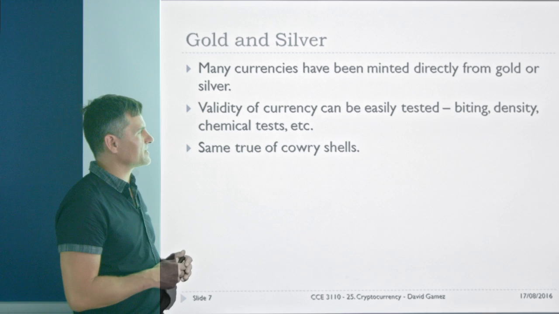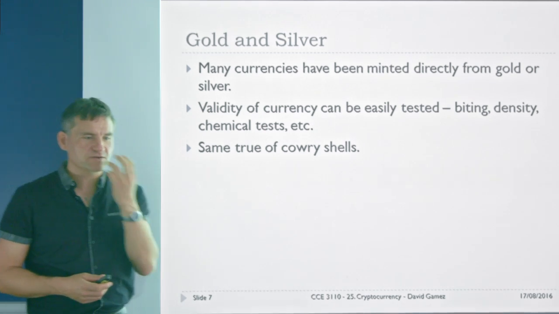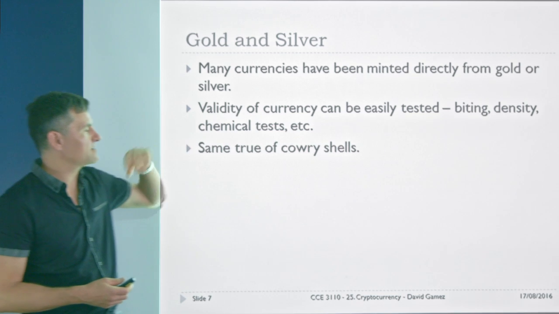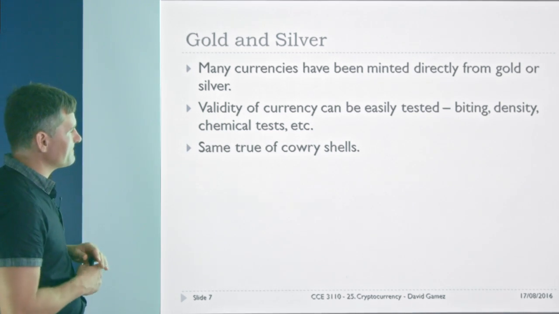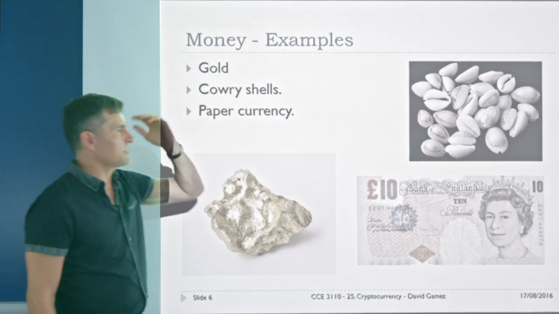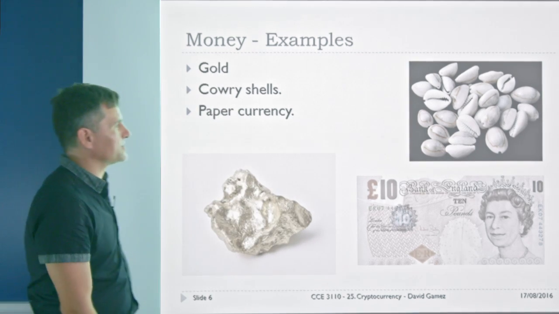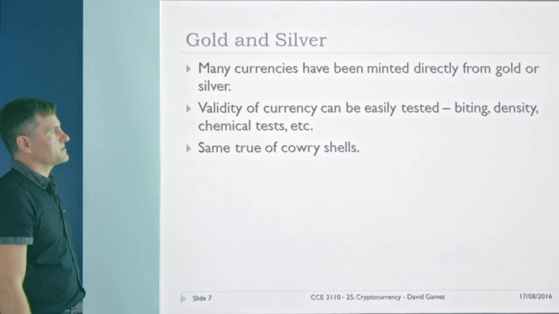Nice thing about gold and silver currencies is that their validity can be easily tested, right? People bit gold to check it's soft, not some kind of alloy. Density tests, chemical tests, and so on. And the same is true of cowrie shells, as I said. They're pretty hard to fake. You need to be an absolute expert porcelain manufacturer to produce a plausible cowrie shell, and even then, it would probably take more effort than it was worth.